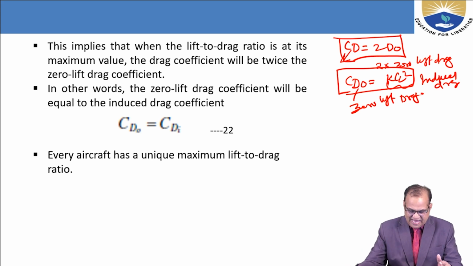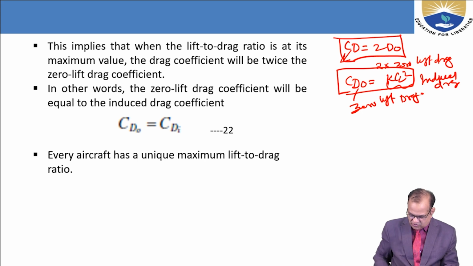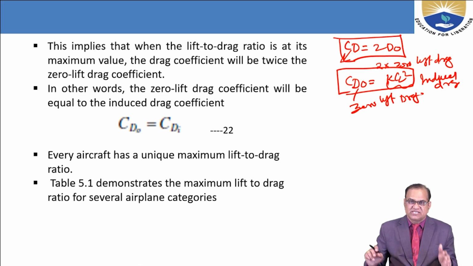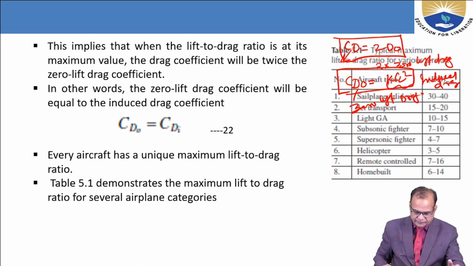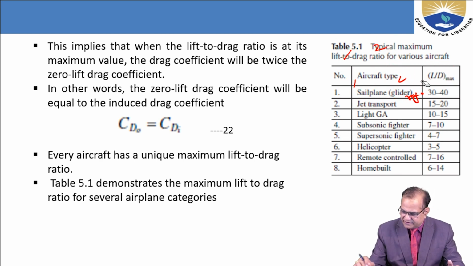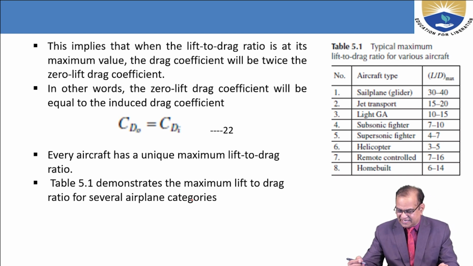Every aircraft has a unique maximum lift to drag ratio. In the flight manual of every aircraft, it is mentioned what the maximum lift to drag ratio of this aircraft is. By experimentation, they will find out and mention it in the necessary books. Here if you see, I have one table. This table demonstrates the maximum lift to drag ratio for several airplane categories.